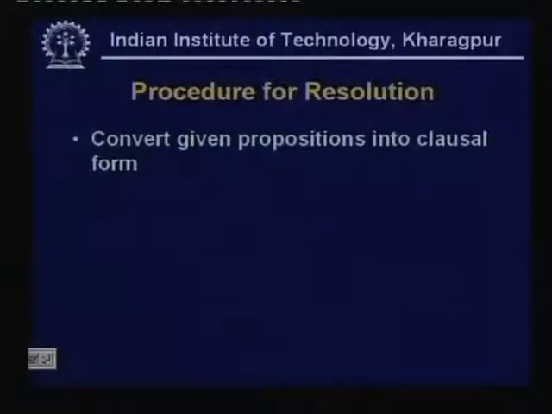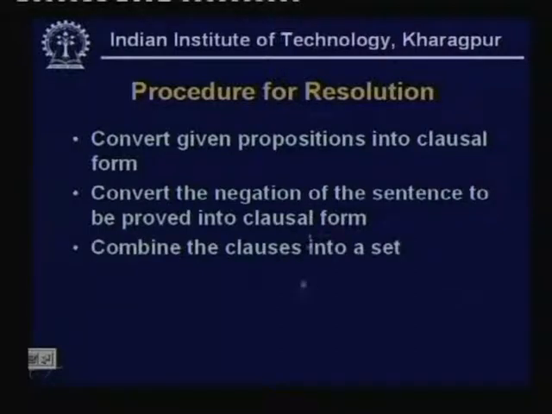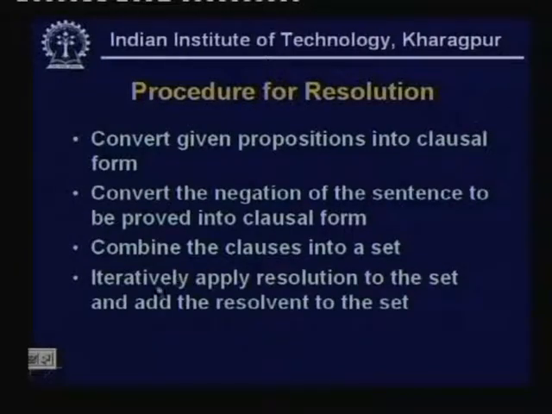So, the basic procedure for resolution, if we enumerate now, will be like this: convert a given proposition into clausal form, and convert the negation of the sentence to be proved into clausal form. So, first take the sentence to be proved, take its negation, then take it to the clausal form, and combine all these clauses together into a set and iteratively apply resolution to the set, as we are doing, and add the resolvent to the set.